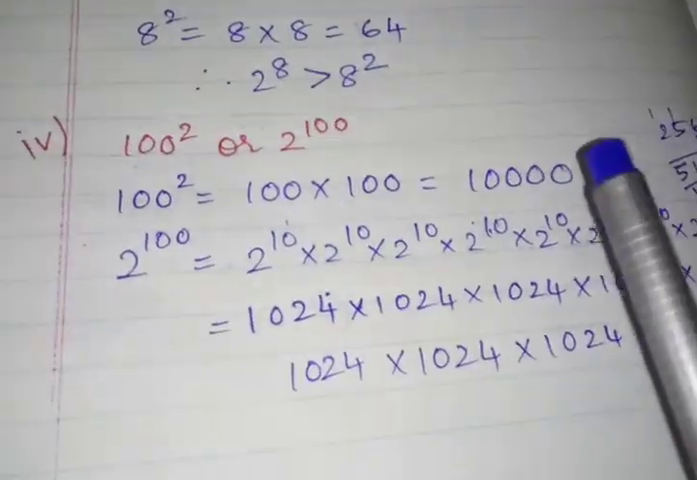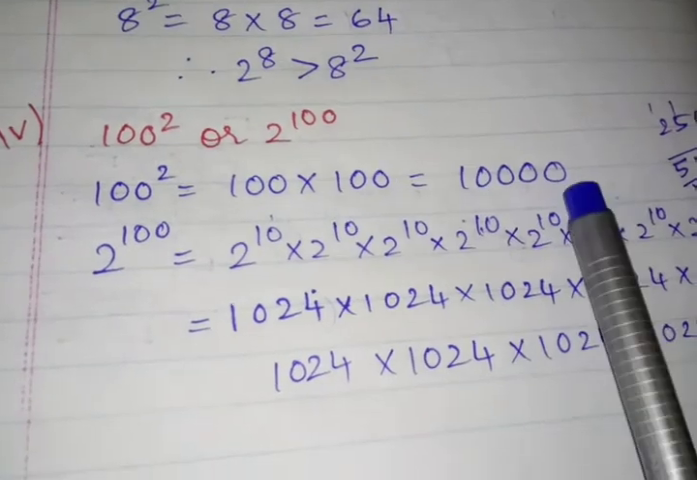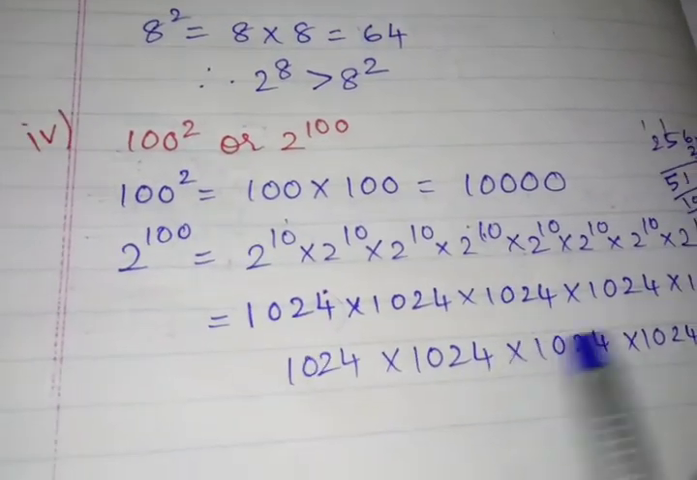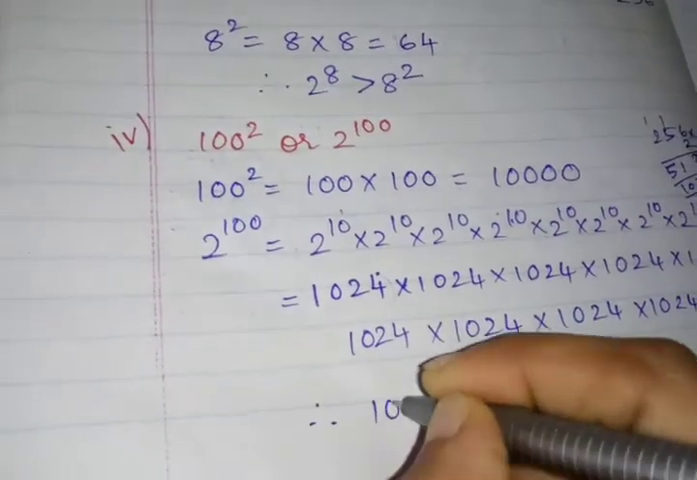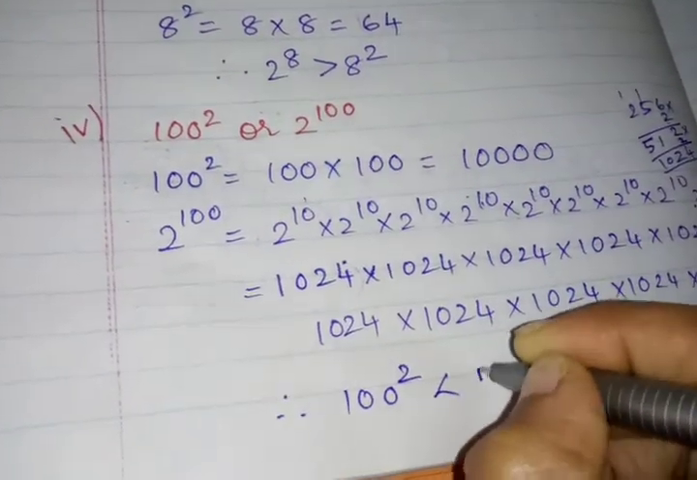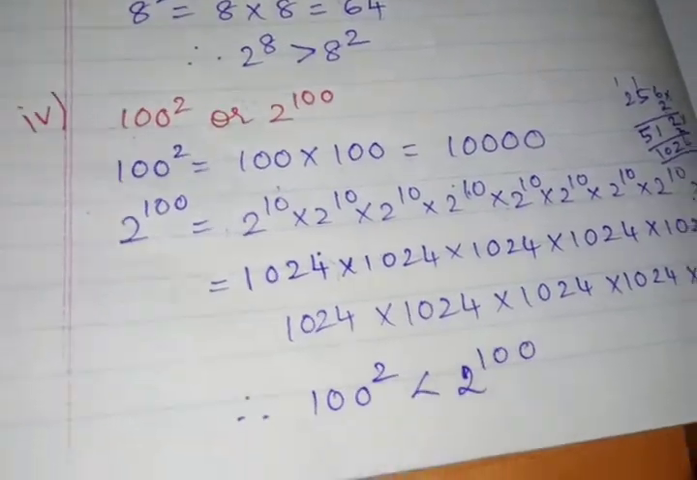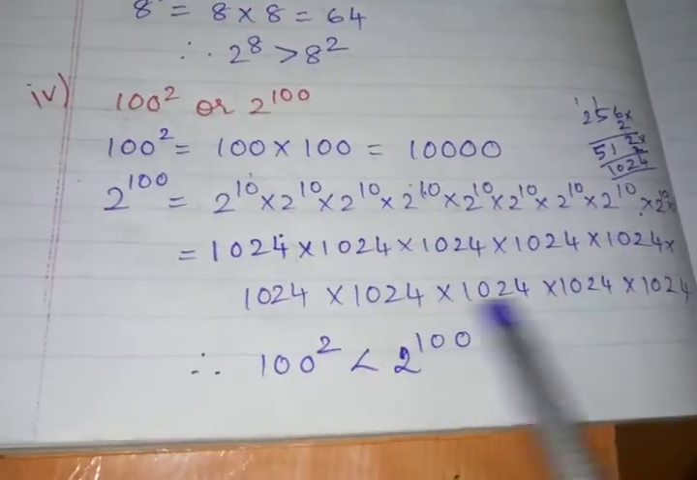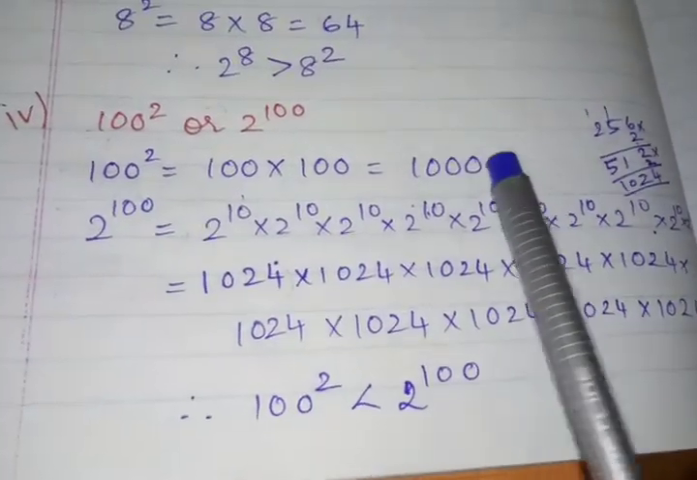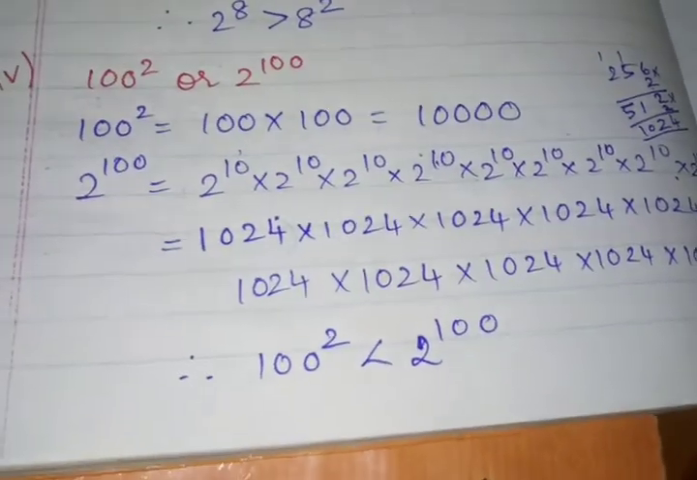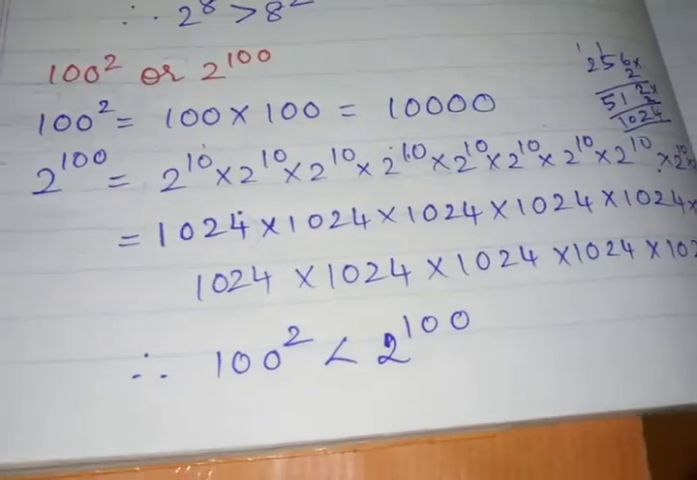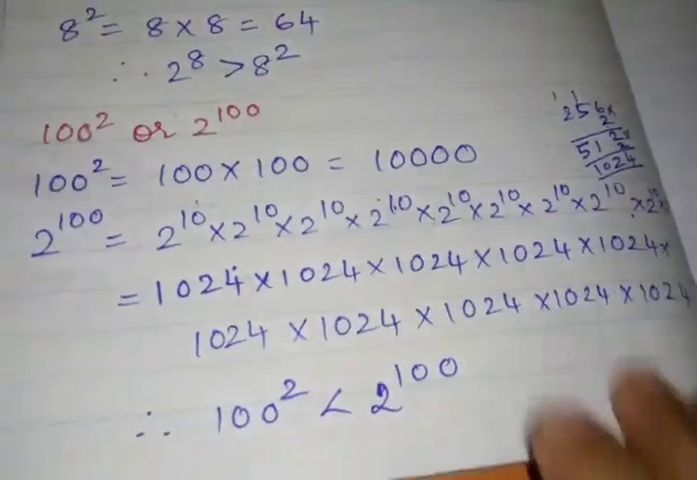So by seeing this itself, 10,000 is smaller. When you multiply these numbers, it will get bigger numbers. So obviously 10 square is less than 2 power 100. If you multiply this number, which will be larger than this number, so we can say that 10 square is less than 2 power 100.